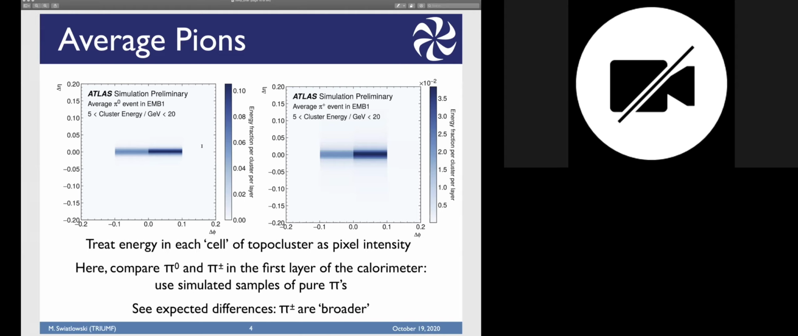Right away, one thing you see is that pi pluses, from this image, you might be able to just infer this, are broader. They have a wider energy spread. This turns out to be due to how they deposit energy in the calorimeter. It's a very different mechanism than pi zeros. And so this is one of the mechanisms that we want to compensate for. They'll deposit energy differently because of things like this.